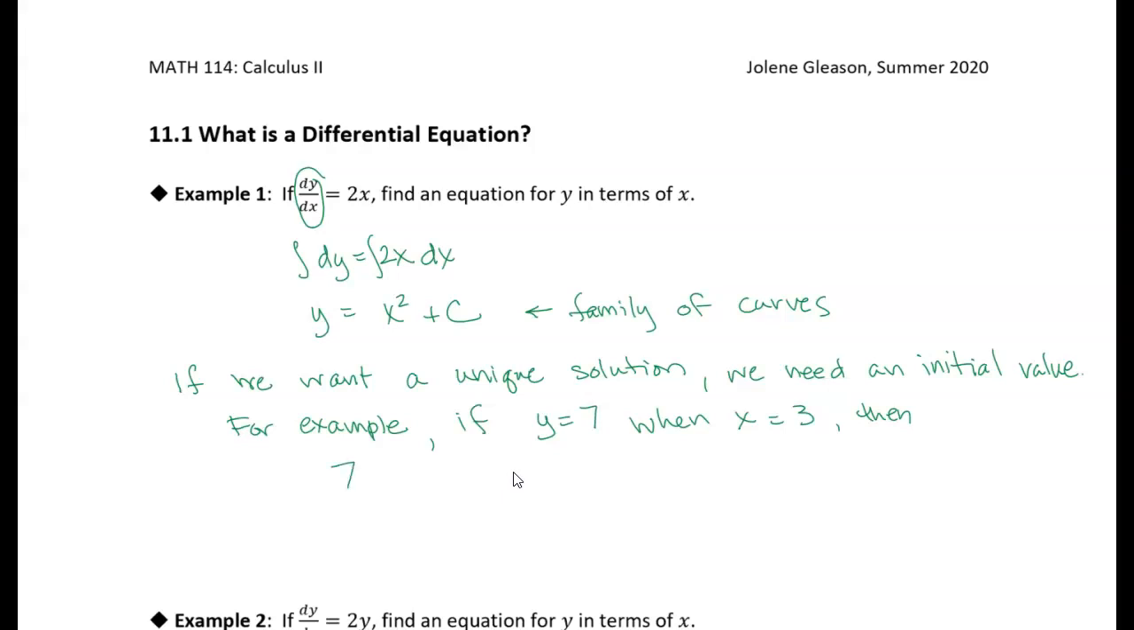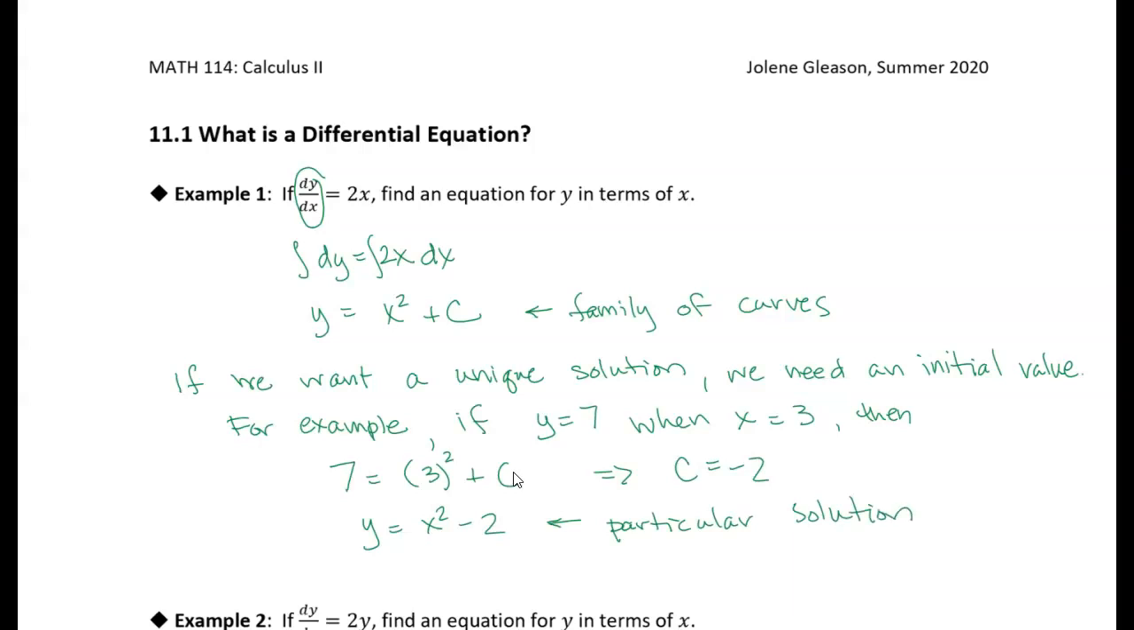We know that y is 7 when x is 3. So we substitute 7 for y and 3 for x into our equation, and we'll find out what c is. So 7 is equal to 9 plus c. If I subtract 9 from both sides, then c is equal to minus 2. So for this particular initial condition, we have y is equal to x squared minus 2. When you have an initial condition, this is called a particular solution.